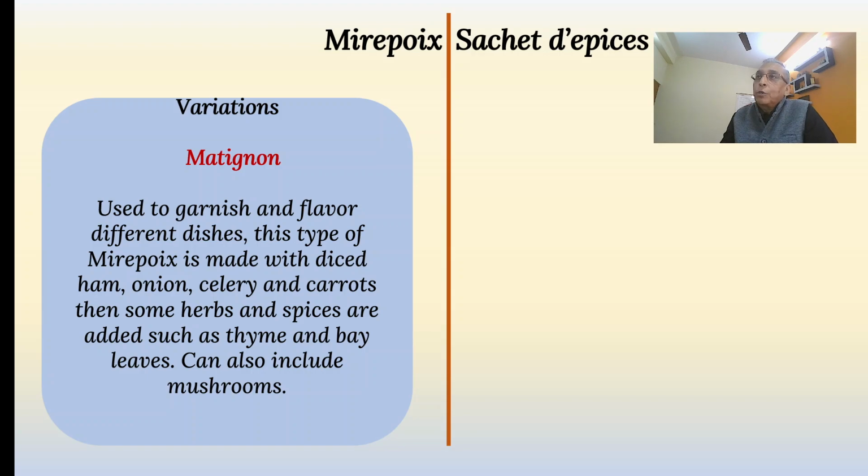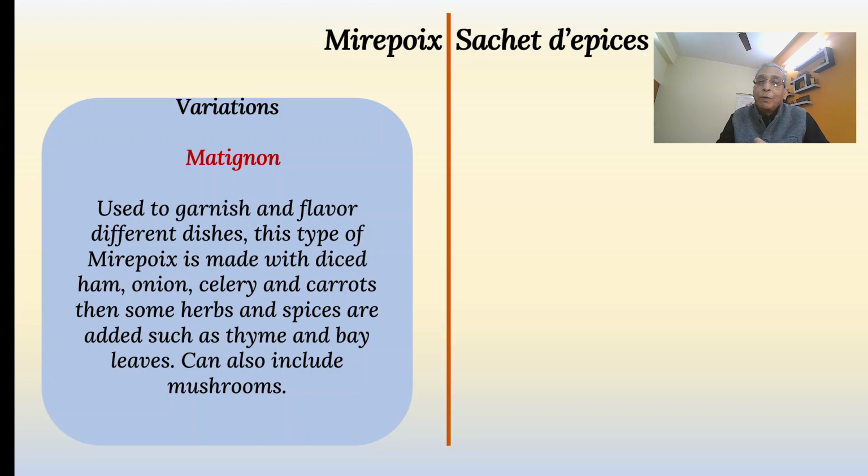There is another term which is known as Matignon. There is a difference between Matignon and mirepoix. It is used to garnish and flavor different dishes. This type of mirepoix is made with diced ham, onion, celery and carrots, and then some herbs and spices are added such as thyme and bay leaves. It can also include mushroom. And the most special part of Matignon is that it is served along with the dishes.